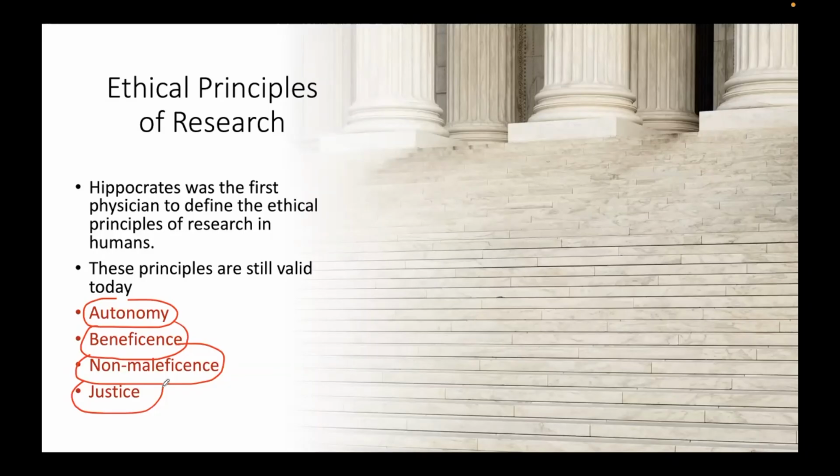I would like to remind everyone, this is something you have to memorize. What are the ethical principles of research in humans as coined by Hippocrates? Number one, autonomy, beneficence, non-maleficence, and justice. Okay, so please memorize these four ethical principles.